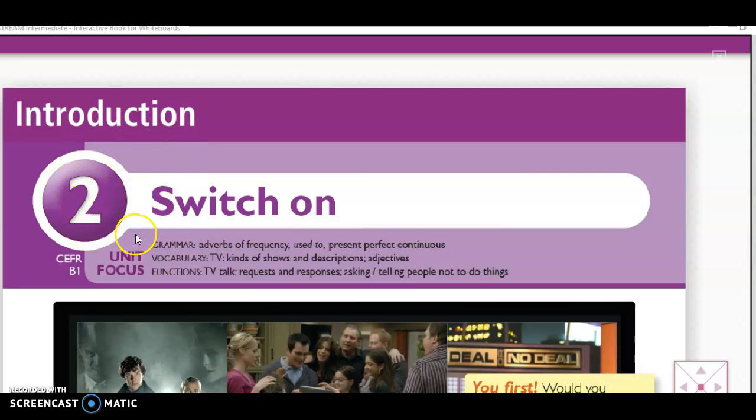During this unit, we are going to focus on the grammar of adverbs of frequency used to present perfect continuous. We're also going to focus on vocabulary about TV, kinds of shows, and descriptions, adjectives. Remember, an adjective is a description. What is the function of Unit 2? TV talk, requests and responses, asking and telling people not to do things.